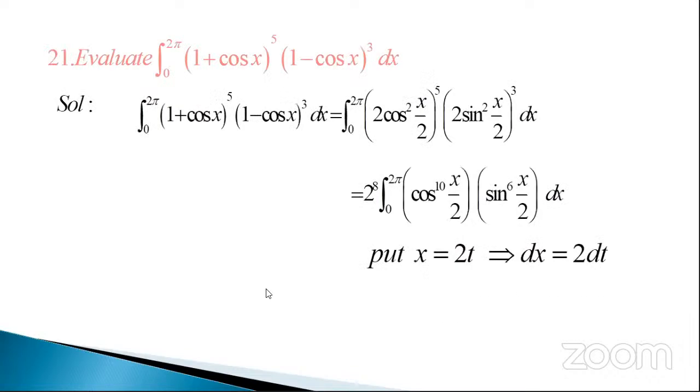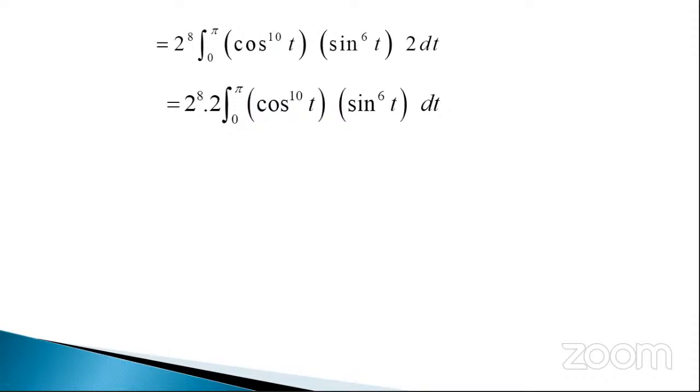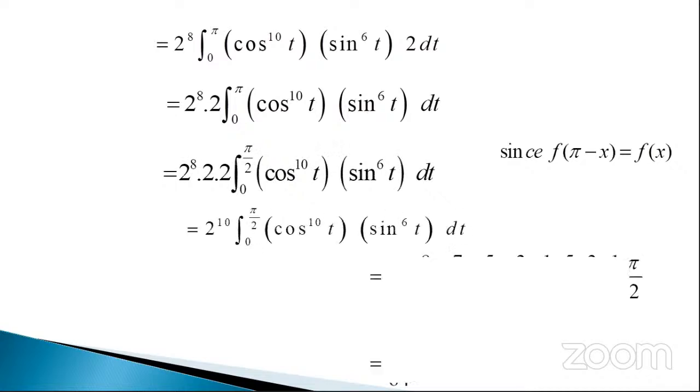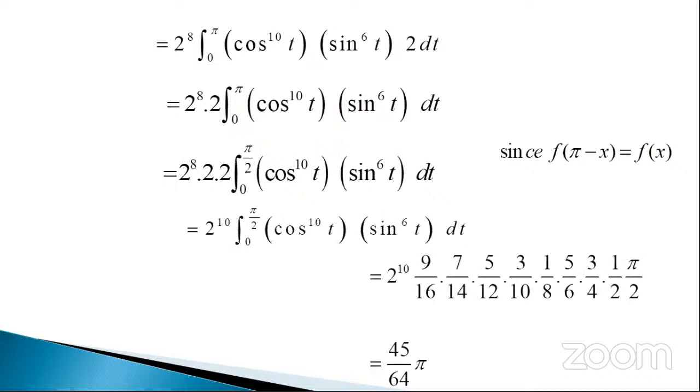Once again, you can observe this. 1 + cos x is equal to 2 cos²(x/2), and 1 − cos x is 2 sin²(x/2). 2 to the power of 5 into 2 cubed equals 2 to the power of 8. This is cos^10(x/2), and this is sin^6(x/2). Now you can change the limits also. The substitution is x = 2t. Now the answer is 45π/64.